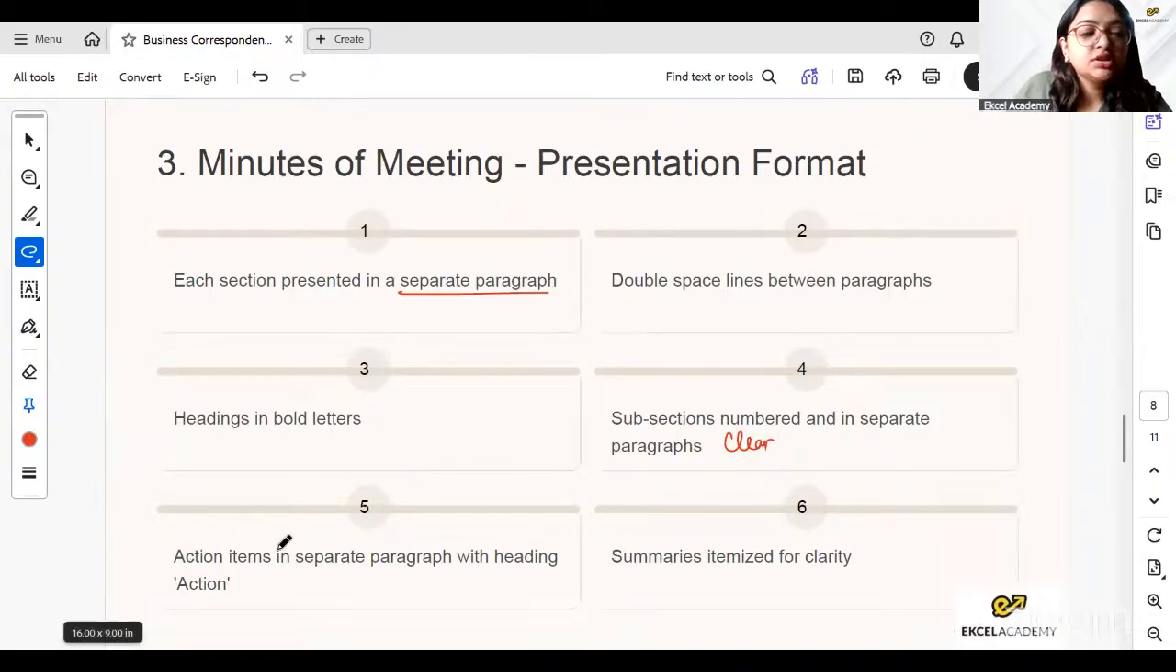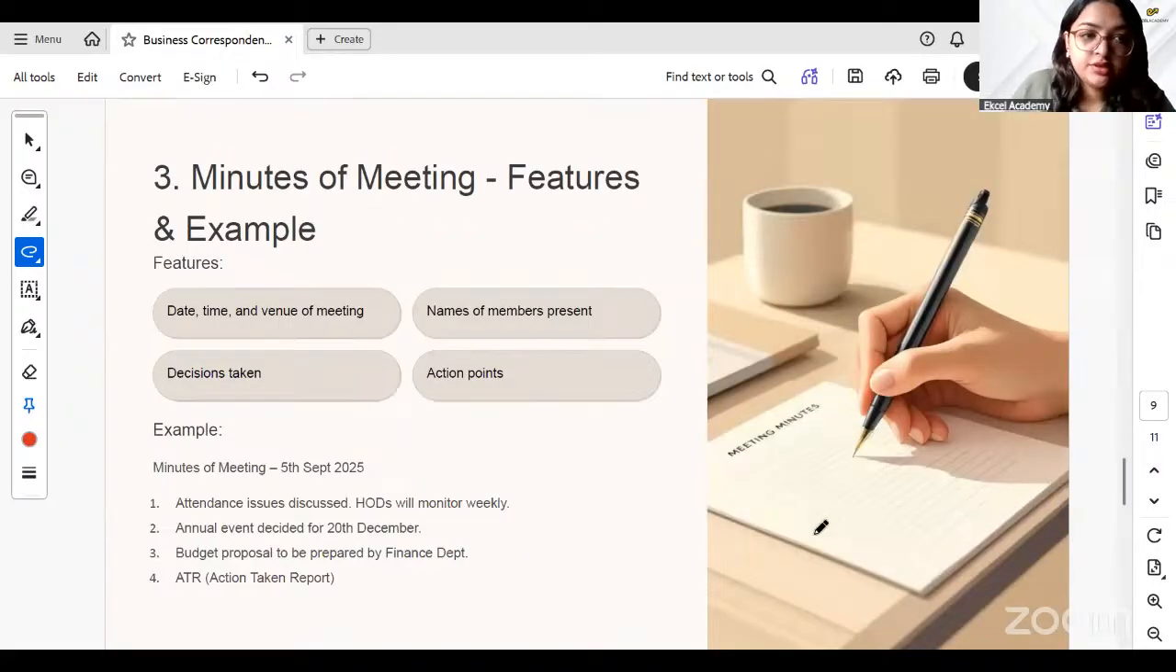Right? Action items in separate paragraphs with the heading action, and summaries itemized for clarity. All right. So these are certain ways in which you present your minutes so that they are as formal as possible and as easy to understand as possible. Right. Now, next one, minutes of meetings.